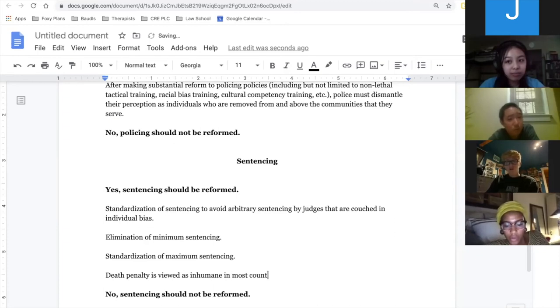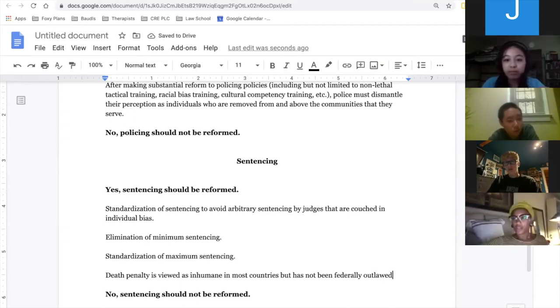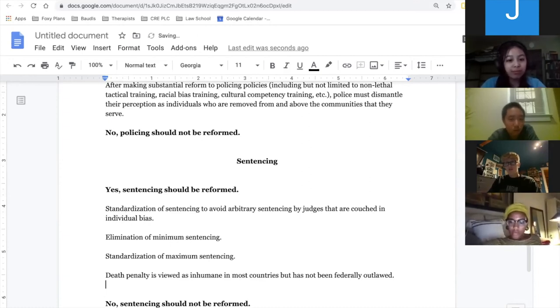In most countries, blood has not been federally outlawed. There are a few states that still have the death penalty in the United States. So bail is separate from sentencing, right? It is, but sometimes people can. That's not important. Okay. Yes.